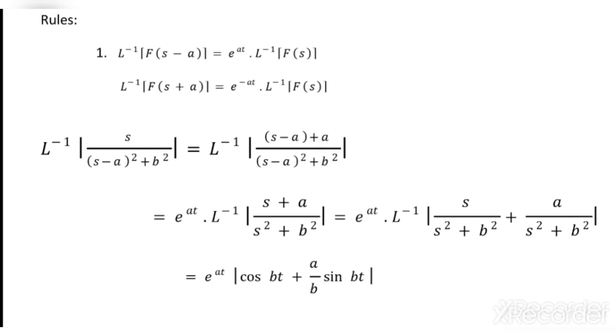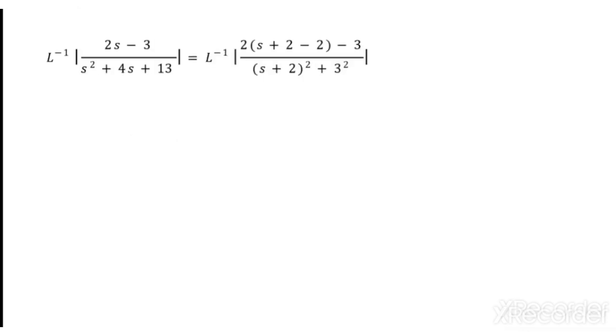Okay, let's take one more result: 2s minus 3 by s square plus 4s plus 13. So s square plus 4s plus 13. You have to be very careful here. Whenever we have this type of problem, usually we tend to go for partial fractions. If the roots are real, obviously we can go for partial fractions. Otherwise we have to go for the completing the square method, and once it is completing the square, then it is again rule number 1, that is L inverse of F of s minus a or s plus a type. So you have to shift a by taking e power at or e power minus at out.